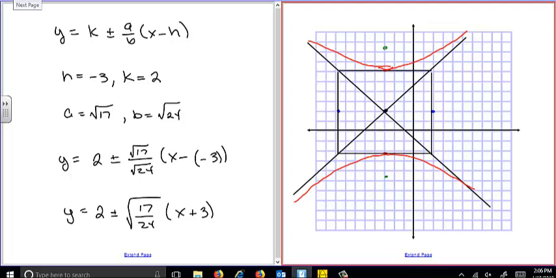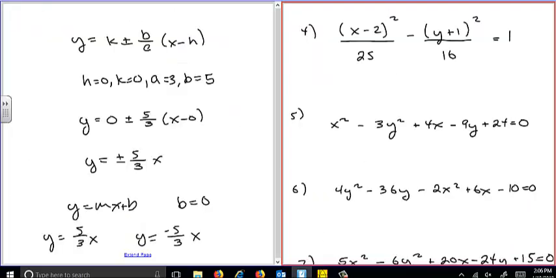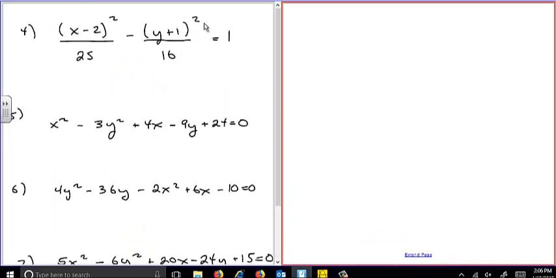Okay, first 3 problems done. Now we're moving on to the 4th problem. This one is actually a little easier because I don't have any weird numbers, meaning square roots that are not perfect squares. Okay, so here we go.